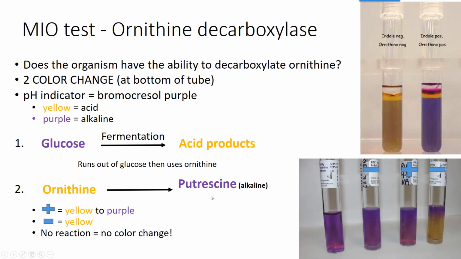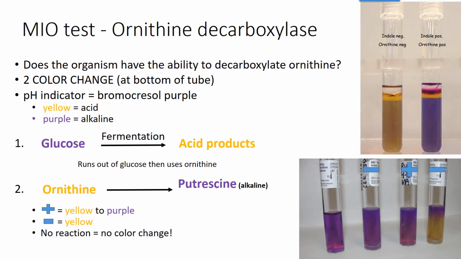Now, it is an alkaline product, so we want a pH indicator. And so our indicator is bromocresol purple. So the substrate is ornithine, the product is putrescine, and our indicator is bromocresol purple. Now what we're looking for in the bottom of the tube is purple. We want a purple butt. So if you have a purple butt in the bottom of the tube, that is positive for ornithine breakdown.